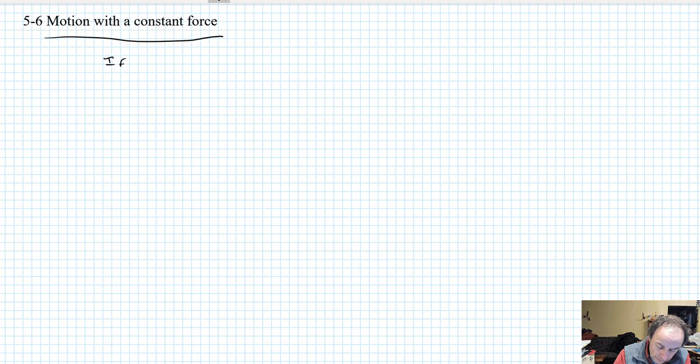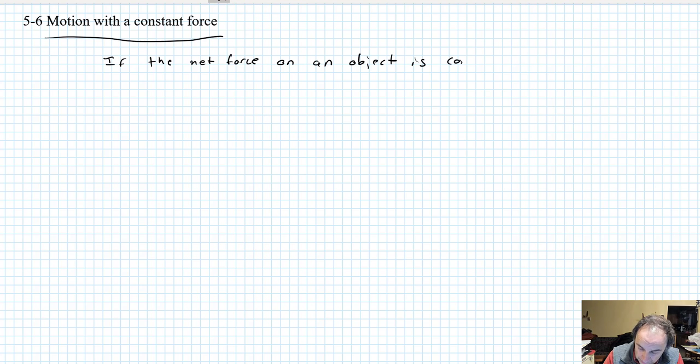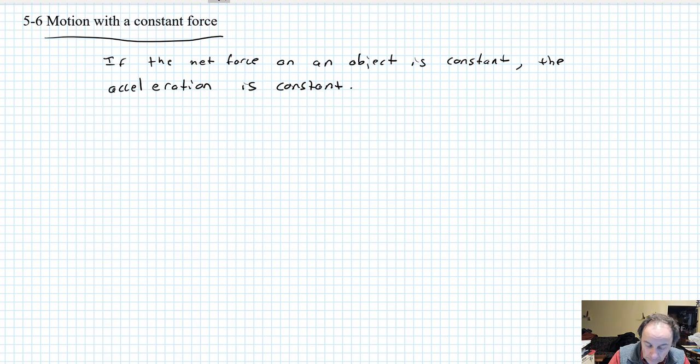If the net force on an object is constant, the acceleration is constant. Okay, you probably already figured that out, but it's good to put that right out there. And let's look at a problem that uses that.